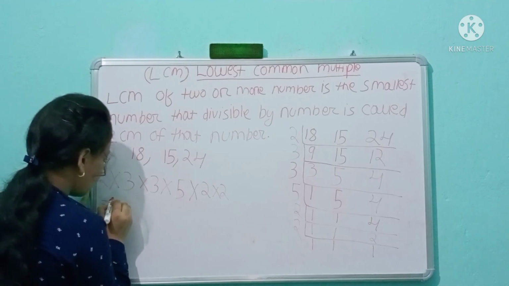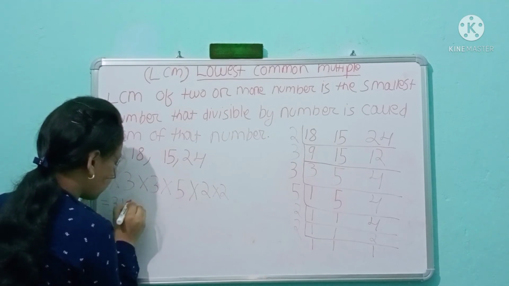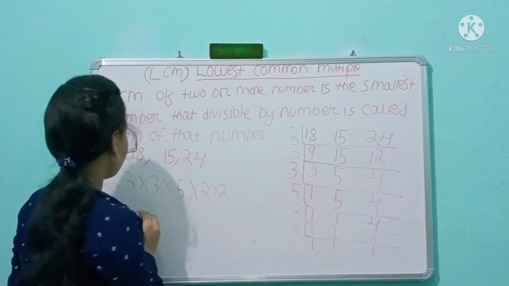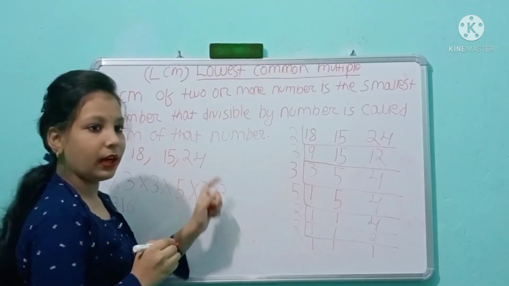So your answer is 316. Clear? So 316 is the LCM of 18, 15 and 24.